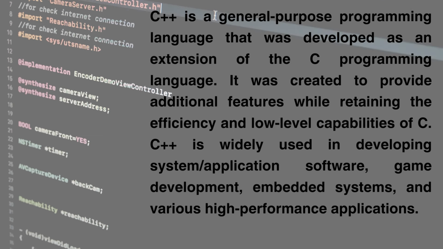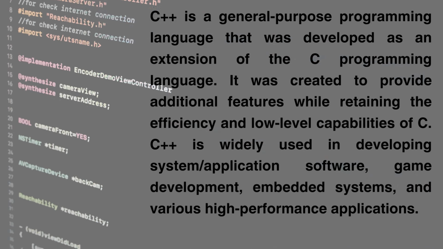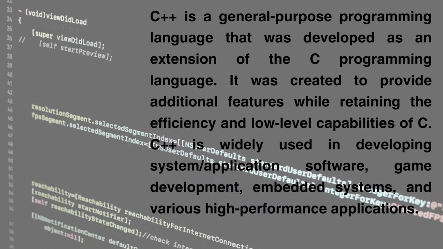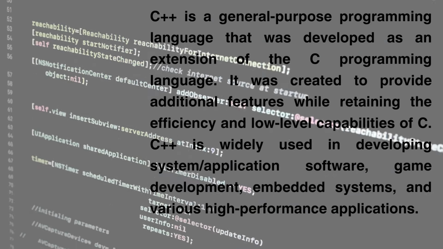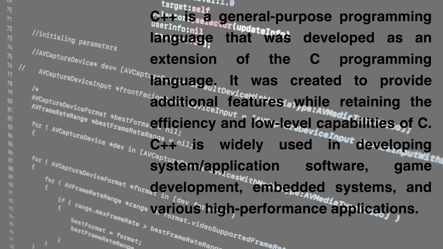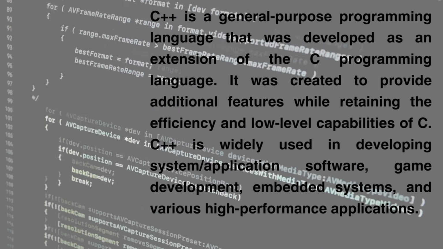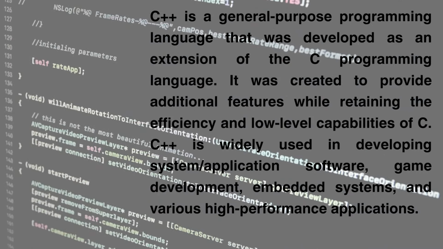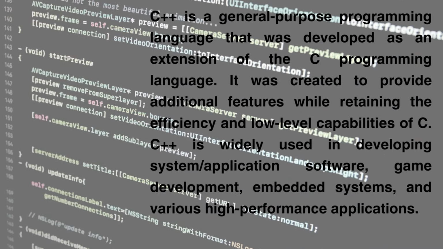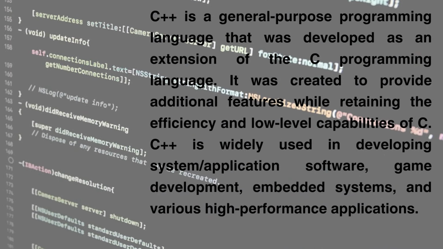C++ is a general-purpose programming language that was developed as an extension of the C programming language. It was created to provide additional features while retaining the efficiency and low-level capabilities of C. C++ is widely used in developing system application software, game development, embedded systems, and various high-performance applications.